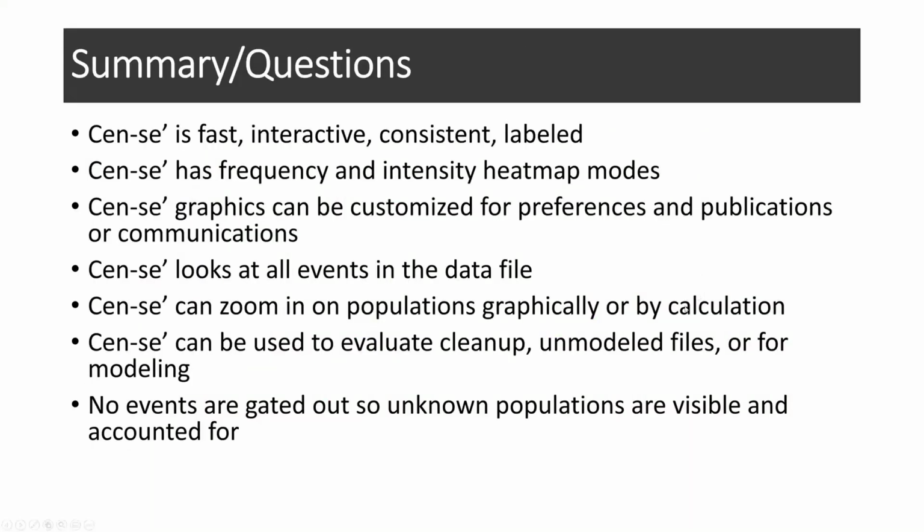So in summary, Cen-se is fast. I've shown you that it's pretty fast. It's interactive, it's consistent as far as cell type and orientation, and it's labeled automatically for you. You don't have to go through and do any manual gating. The Cen-se has both frequency and intensity heat map modes, so you can really delve into your data file. The Cen-se graphics can be customized for preferences and publications or communications, depending on what you need to do with it. And they're also saved automatically when you go through the batch process.